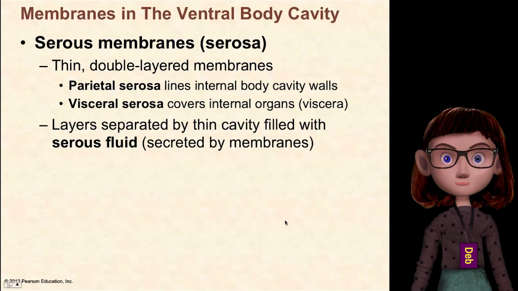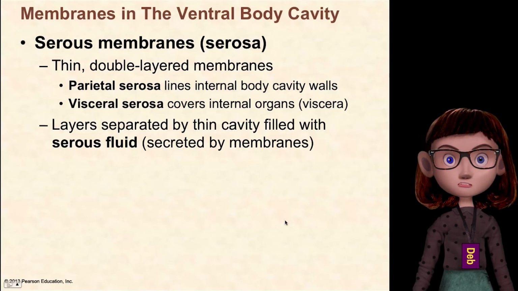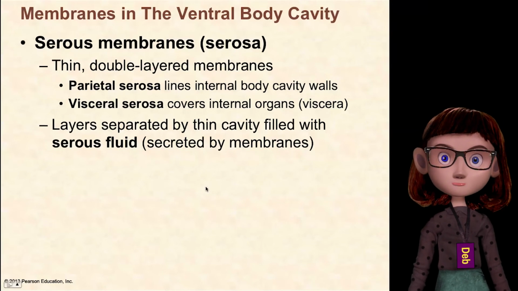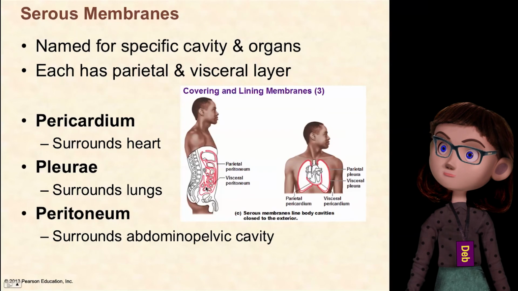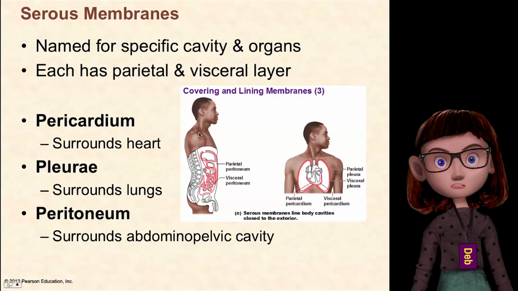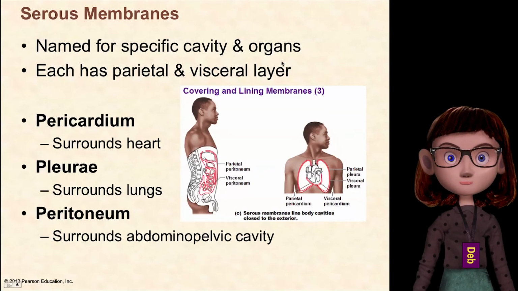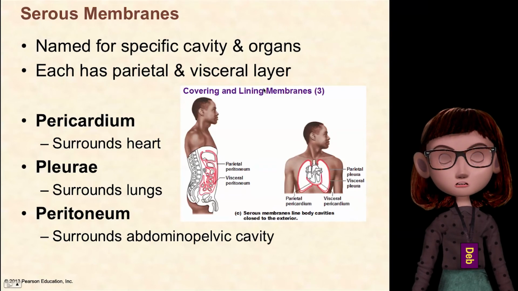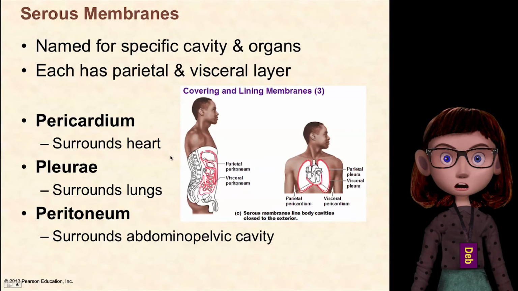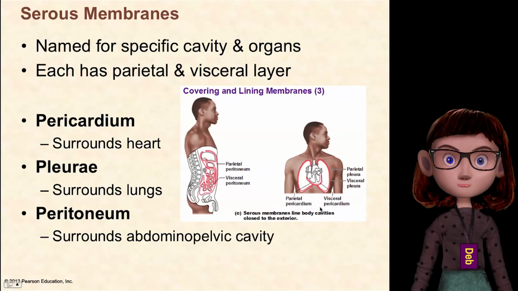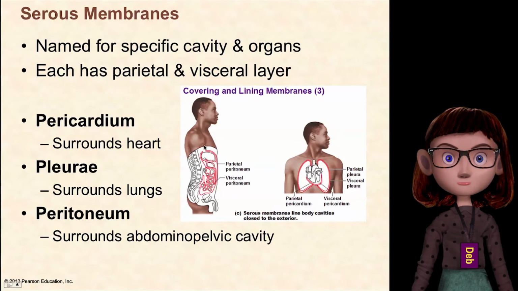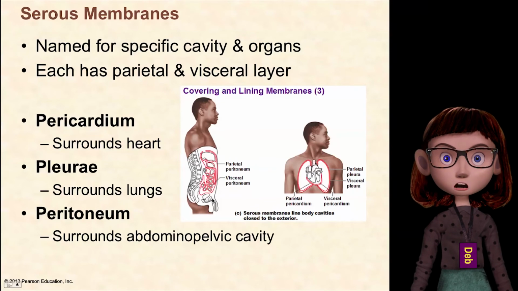These layers are separated by a thin cavity that's filled with serous fluid. This serous fluid is secreted by the membranes. The serous membranes are named for each specific cavity and the organs. So each of them has a parietal and a visceral layer. The pericardium surrounds the heart. You can see that right here. The pleurae surround the lungs, one on each side, and the peritoneum surrounds the abdominopelvic cavity.